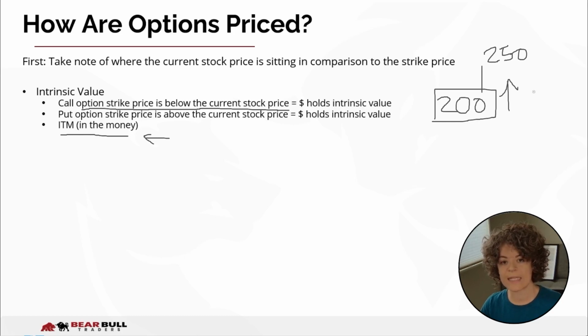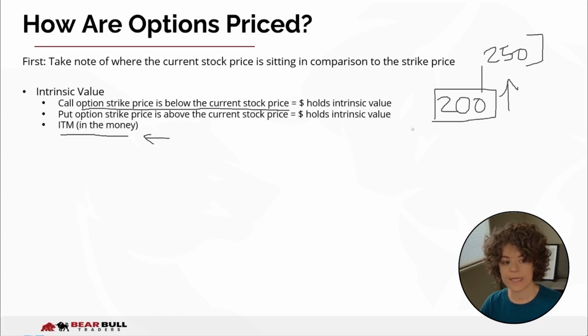The reason we say this is intrinsic value is because if you were to exercise your right to buy these shares at $200 at expiration and the stock price was at $250, then you have $50 of intrinsic value. So the stock is $50 above the strike price.